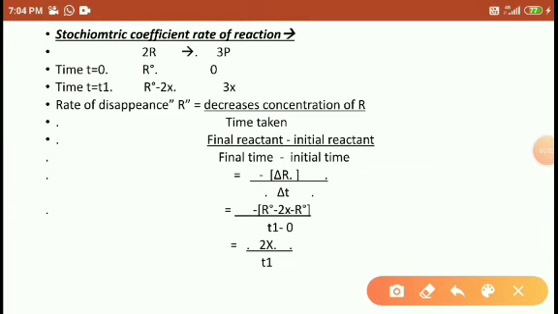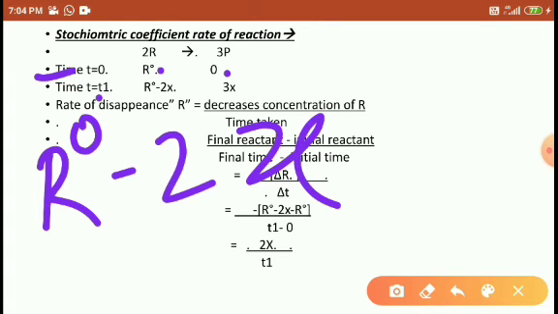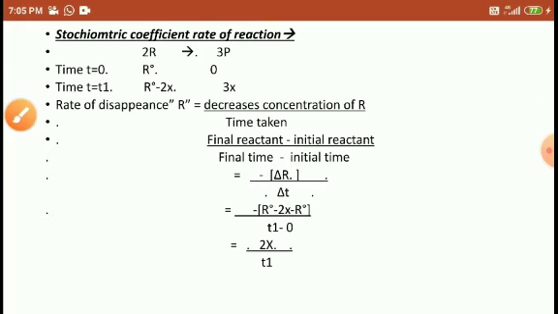At time T equal to 0, the concentration is taken as R naught and the product is 0. At time T1, the R naught concentration decreases by 2x, because here there are 2 moles, and that 2x concentration turns into 3x of product, students, right?